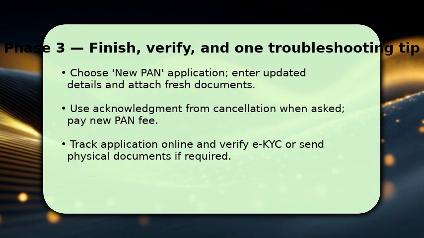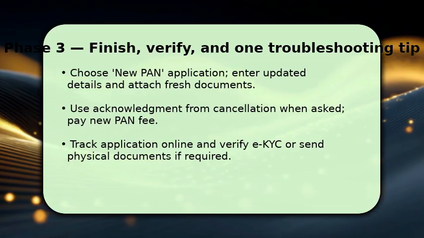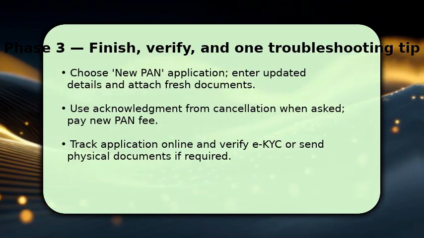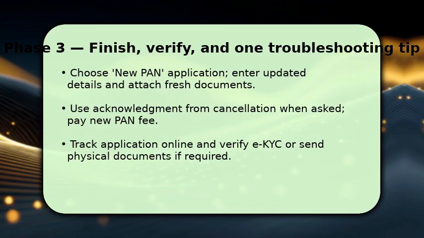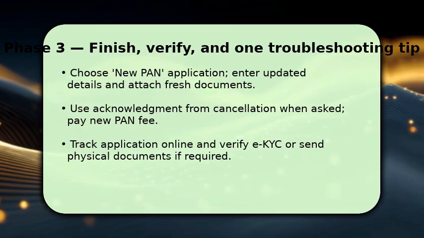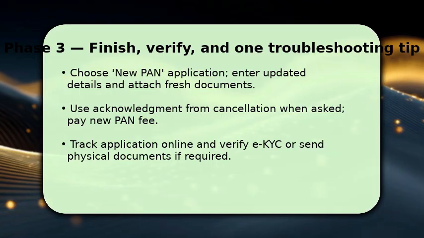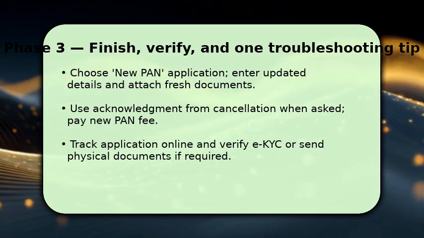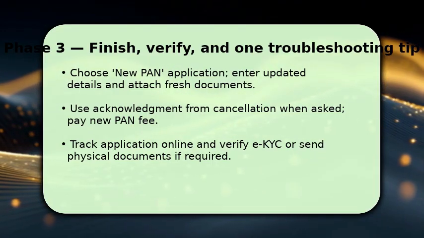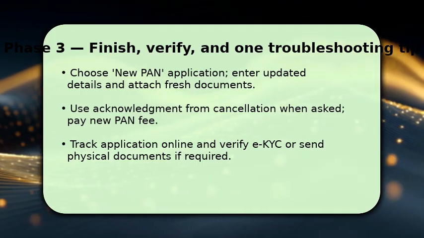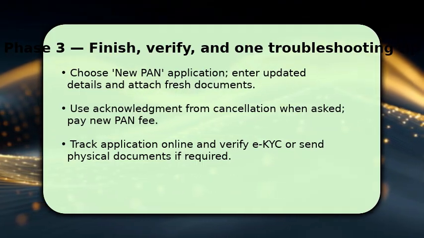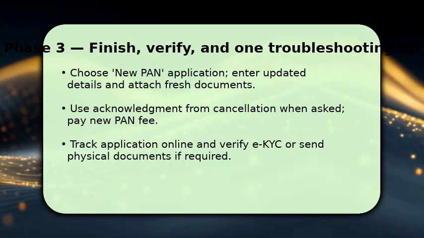Start a new PAN application, enter the corrected or updated details, and attach current proofs. If asked, reference the cancellation acknowledgement. Pay the application fee and complete eKYC using Aadhaar OTP if available, or mail printed documents with signed forms. Once applied, track status using the acknowledgement number.